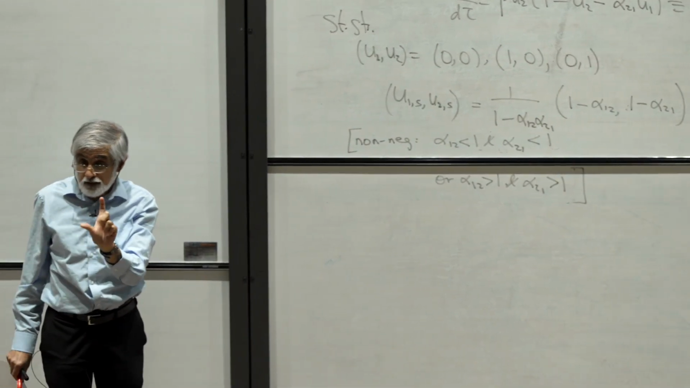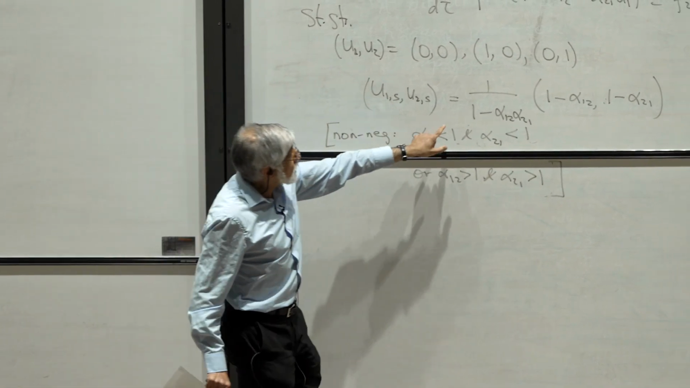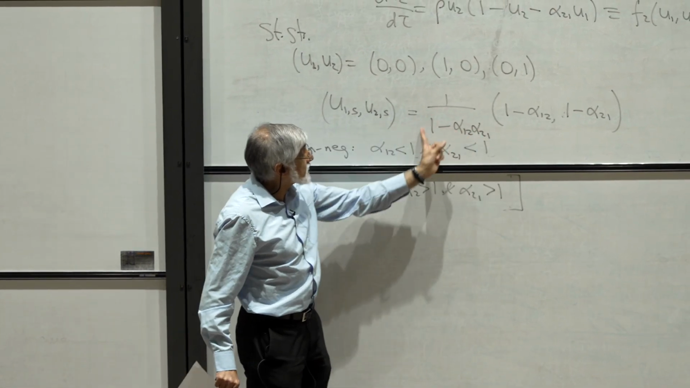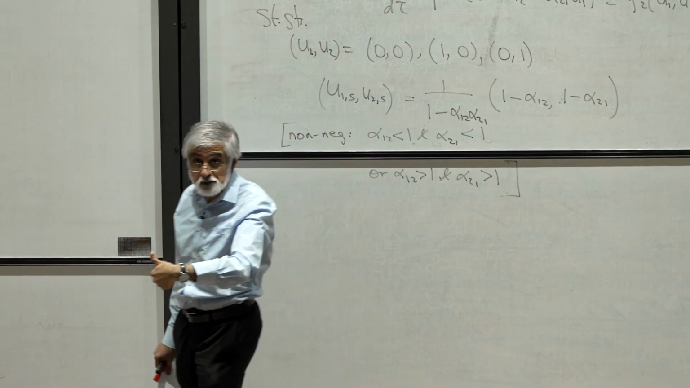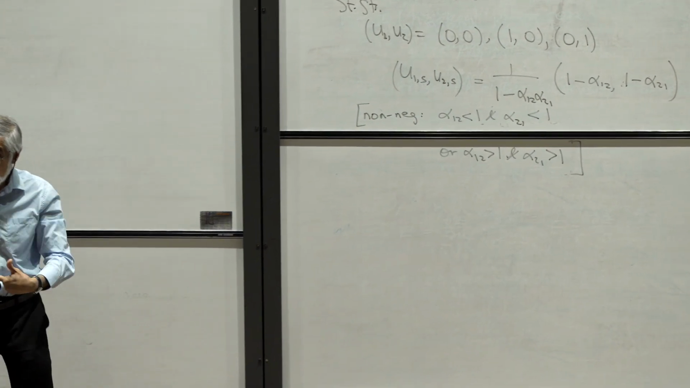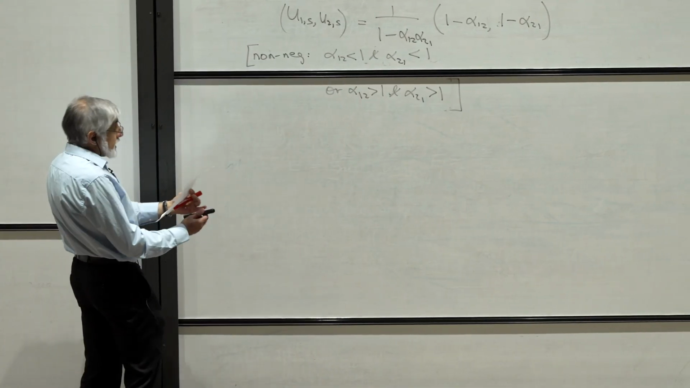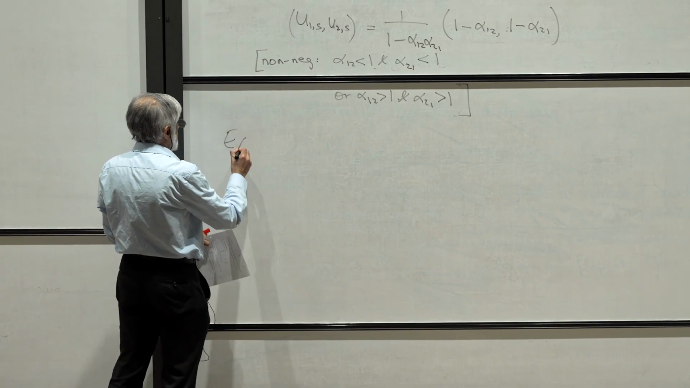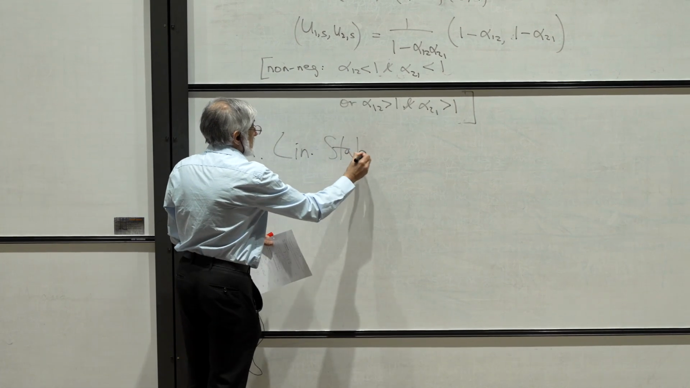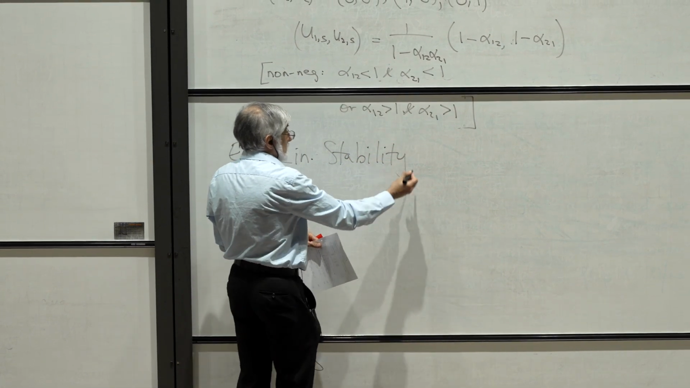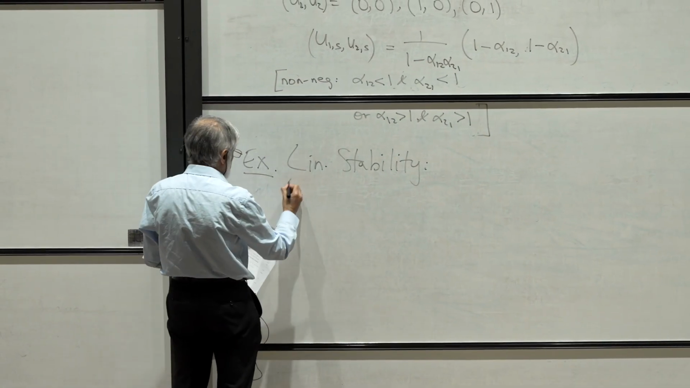What happens if one is positive and one is negative? Then regardless of the sign of this, these will have opposite signs, which means one will be positive and one will be negative, and that's not realistic. So I leave you to do the linear stability analysis, and I'm just going to write down the answers.